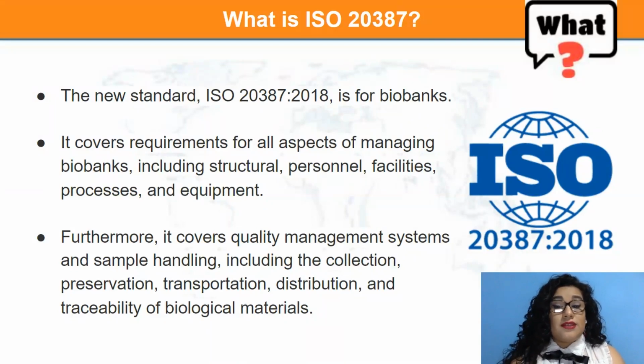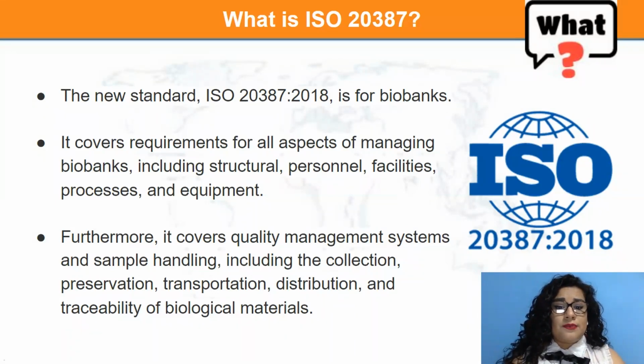ISO 20387 covers requirements for all aspects of managing biobanks, including structure, personnel, facilities, processes, and equipment. It also covers quality management systems and sample handling, including collection, preservation, transport, distribution, and traceability of biological materials and data. Standards around the world differ from country to country, so an ISO standard homogenizes these rules and allows laboratories, and in this case the biobanks, to be evaluated under the same standard.